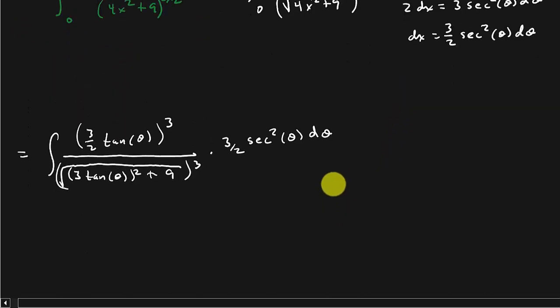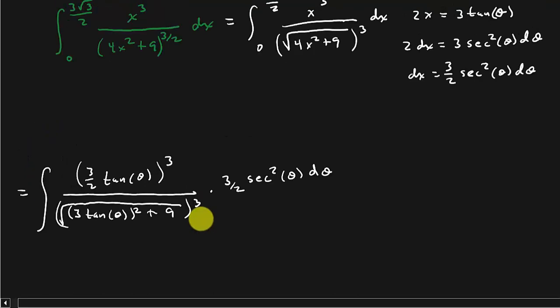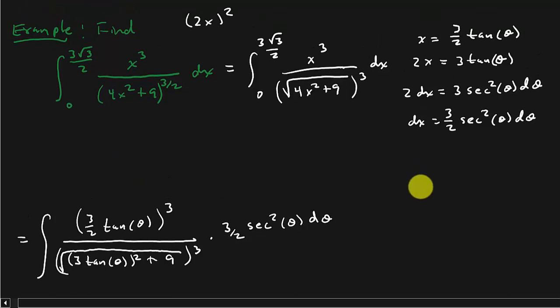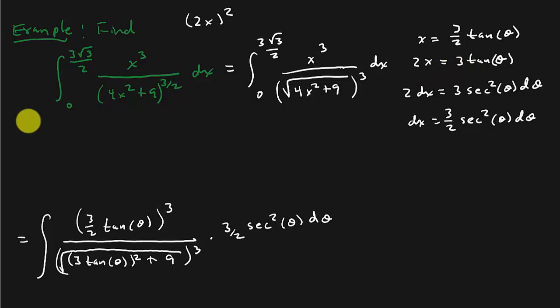All right, so let's see what we've got here. Oh, and the other thing we forgot to do is we do have to change our limits. You see that? We do have to change our limits from x to theta. All right. So we have this 2x equals 3 tangent theta.